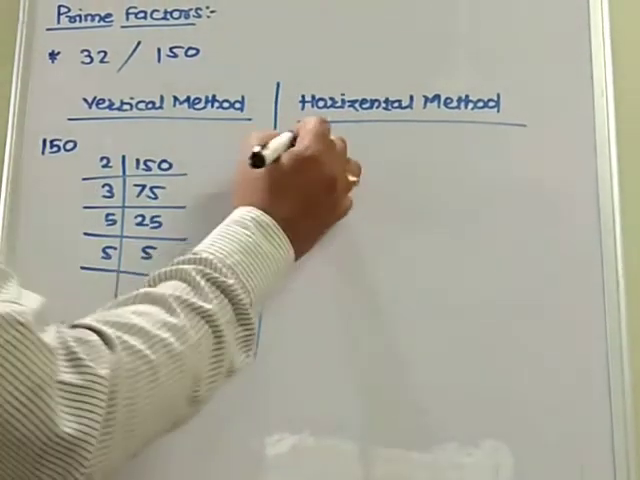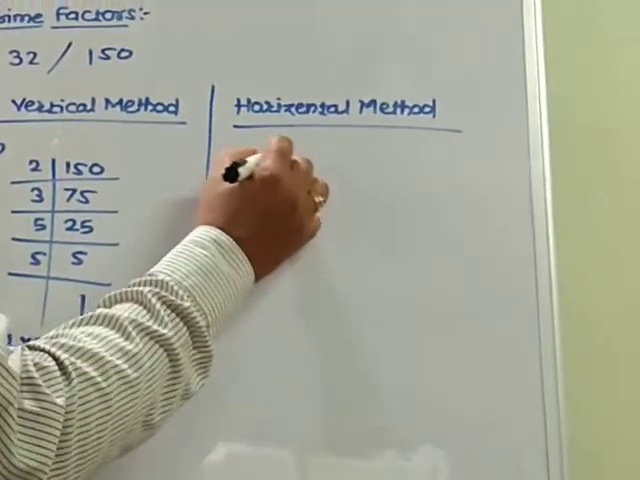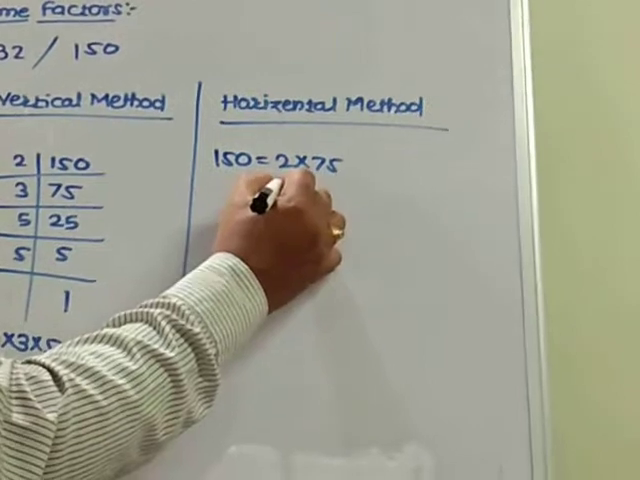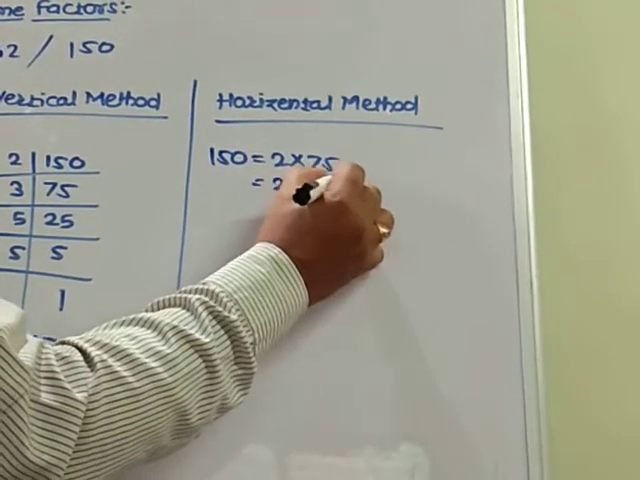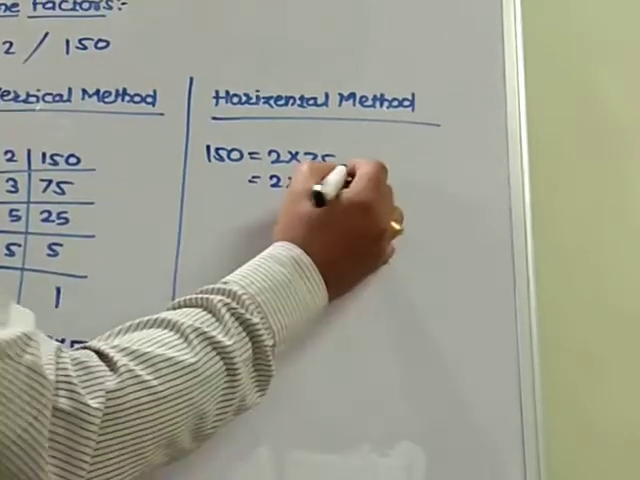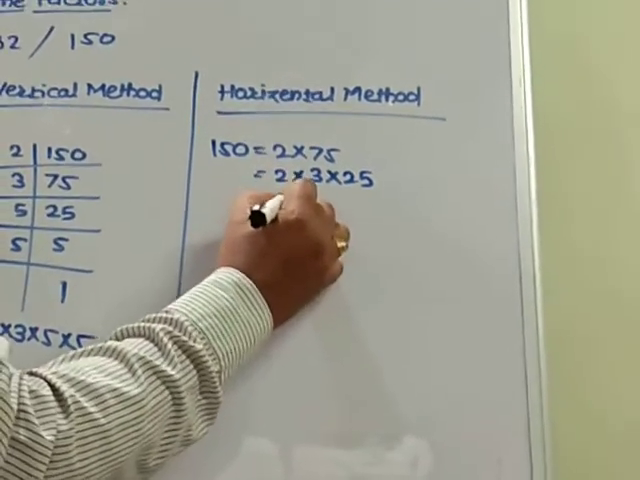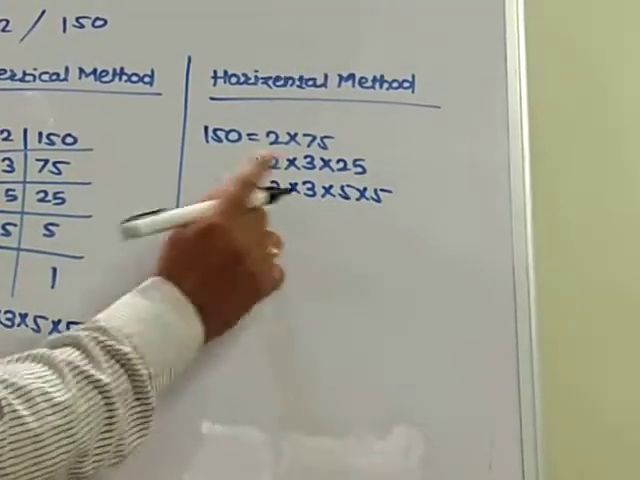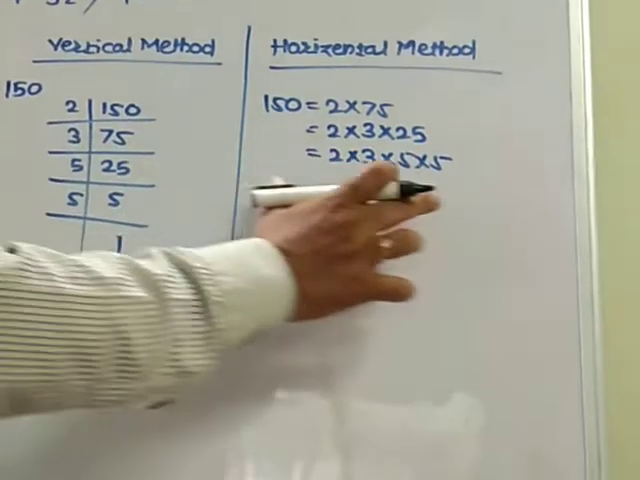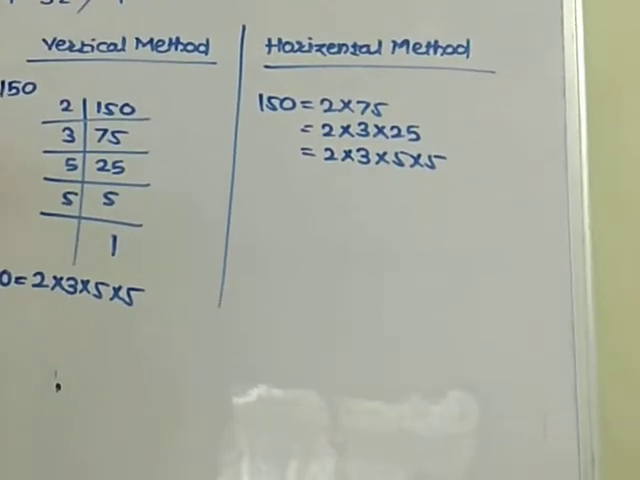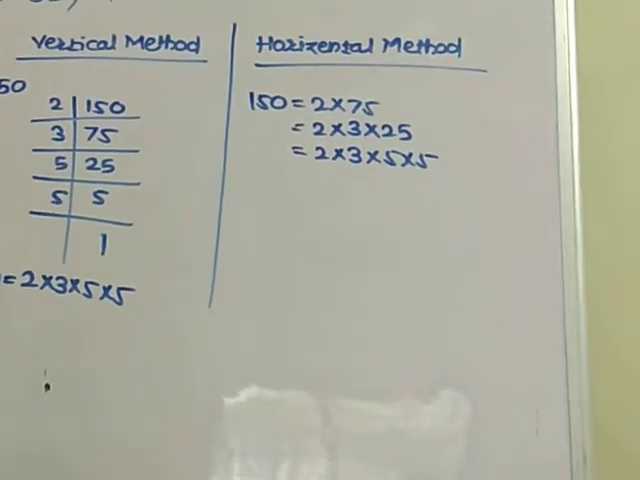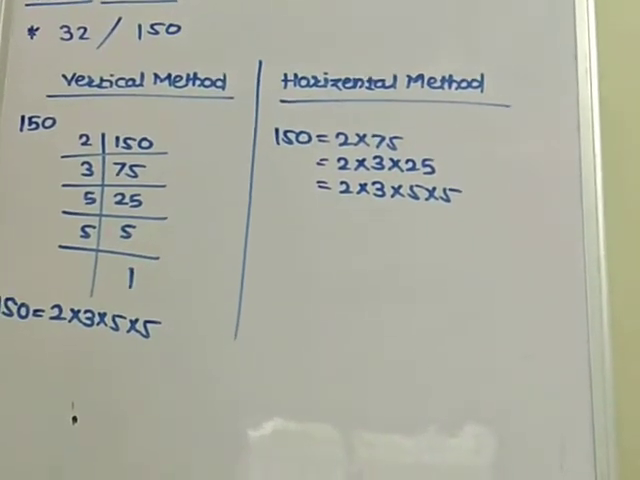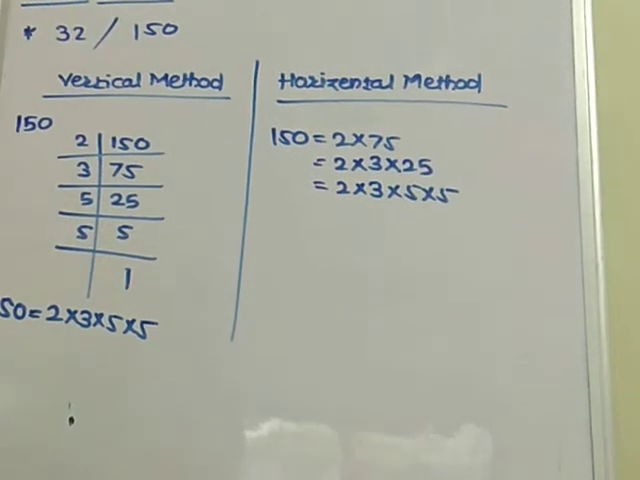By the horizontal method, 150 is equal to 2 into 75. Here we make factors of 75: 2 into 3 into 25. Then we make factors of 25: 5 times 5. In a similar way, this is the vertical way and this is the horizontal way. We can find the prime factors. Do you understand how to find the prime factors of numbers?